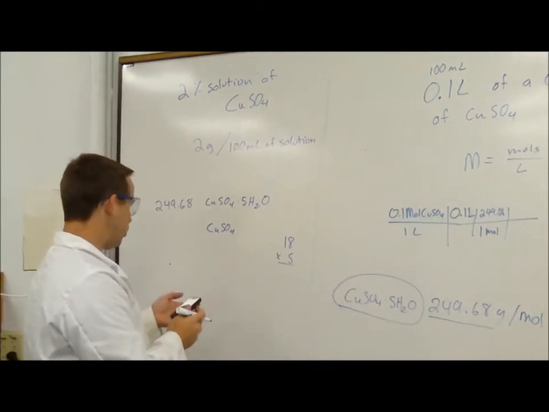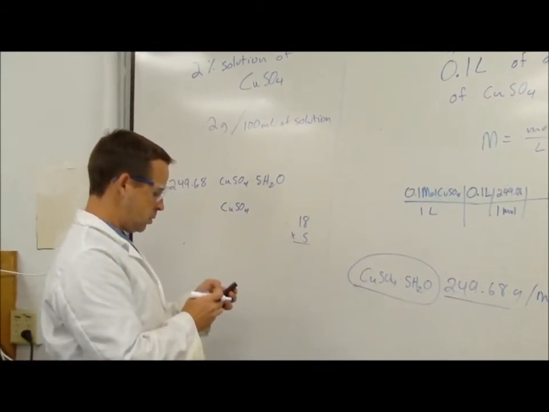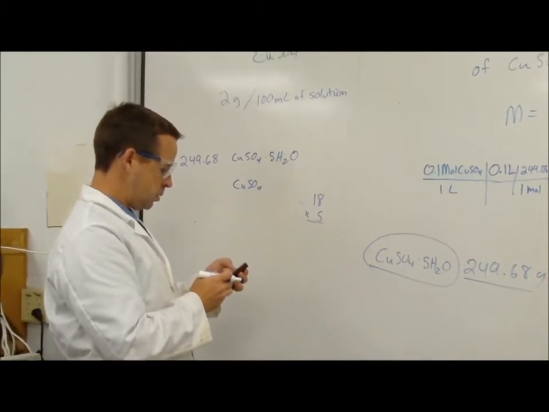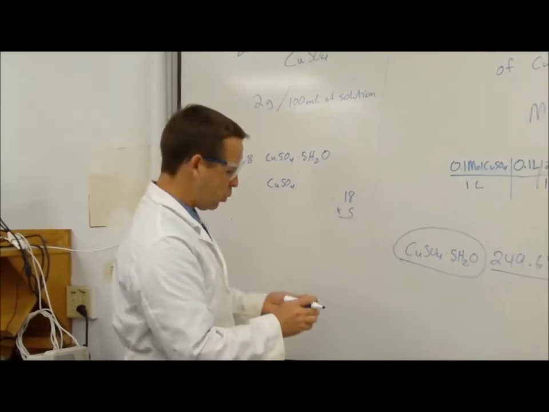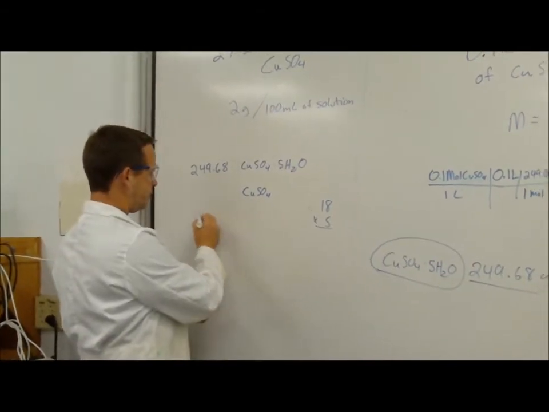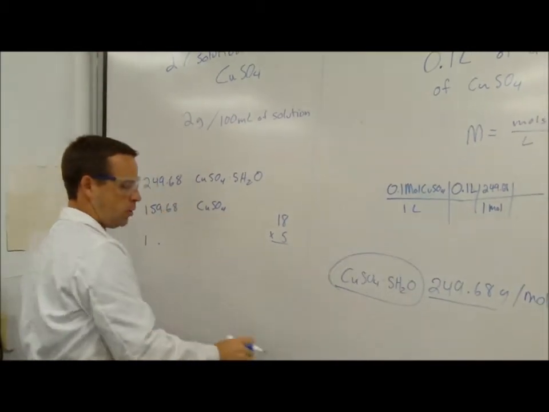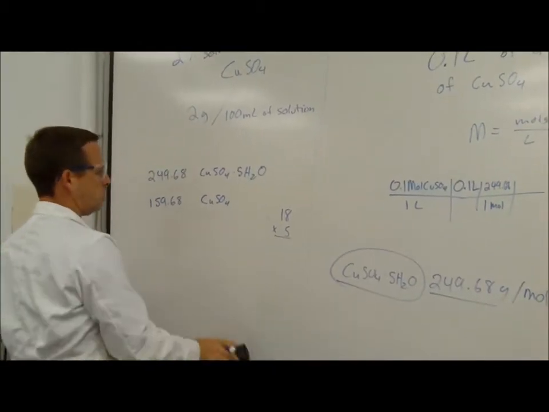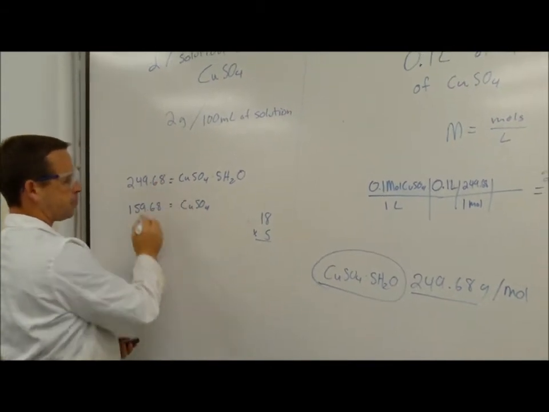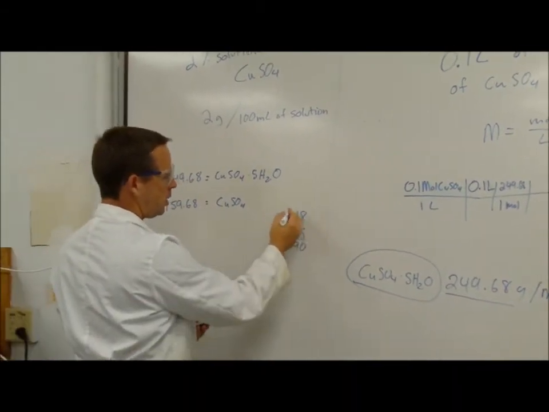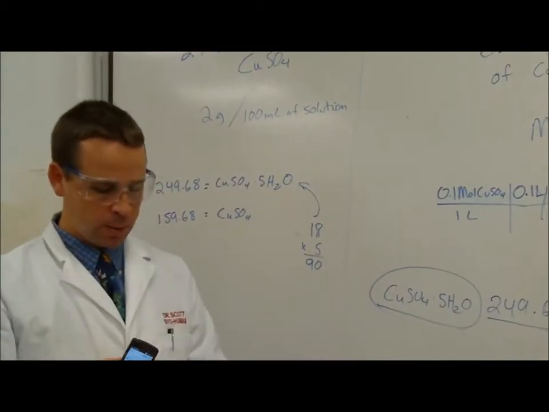So 18 times 5, we'll do that here on the calculator really quick. 90, so 249.68 minus 90 is 159.68. 159.68 grams for every mole of copper sulfate. All right, and that's because these 5 waters weighed 18 grams apiece.